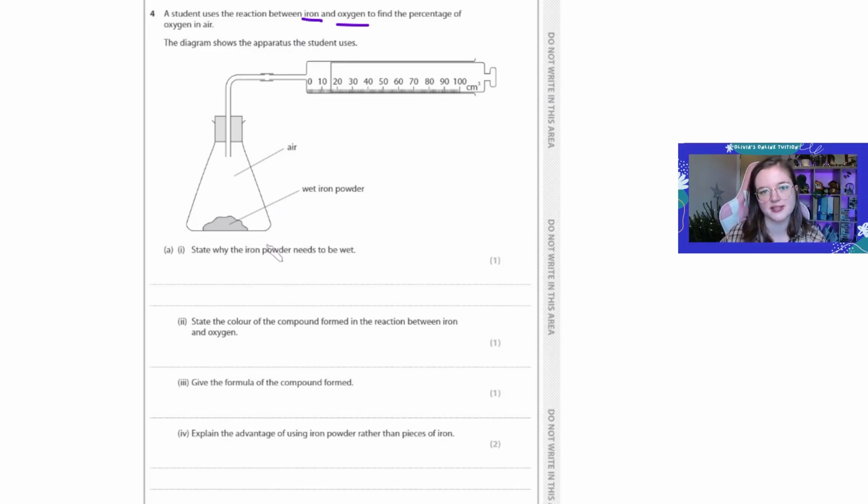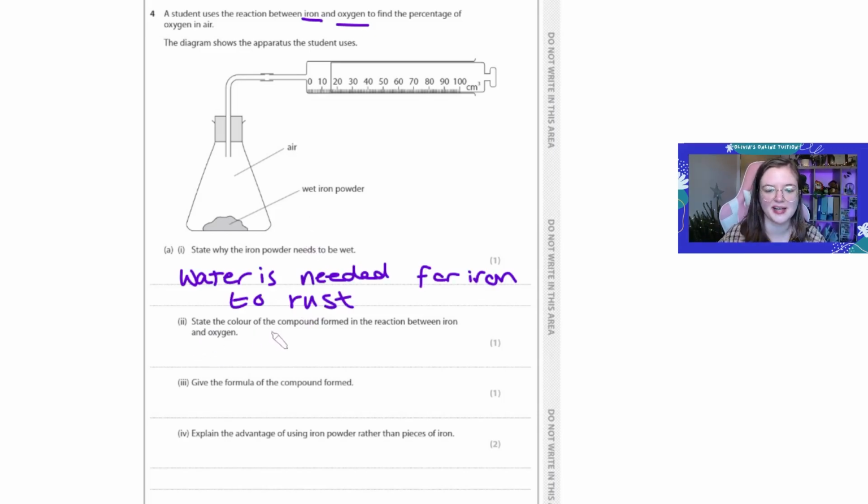What do you need for rust? You need water. So water is needed for iron to rust, and that rusting reaction is what's going to use up the oxygen. It won't really be able to do it on its own, because it's just not reactive enough for that. In part 2, state the colour of the compound formed in the reaction between iron and oxygen. Well, what colour's rust, right? Rust is a browny, orangey colour. So let's go with brown, that'd do.